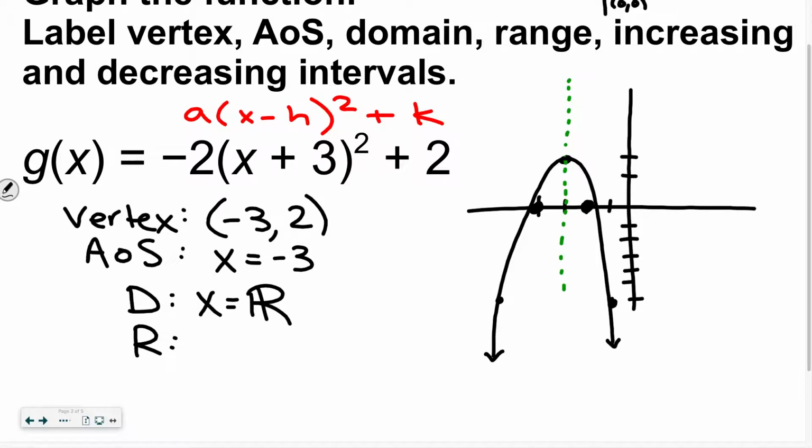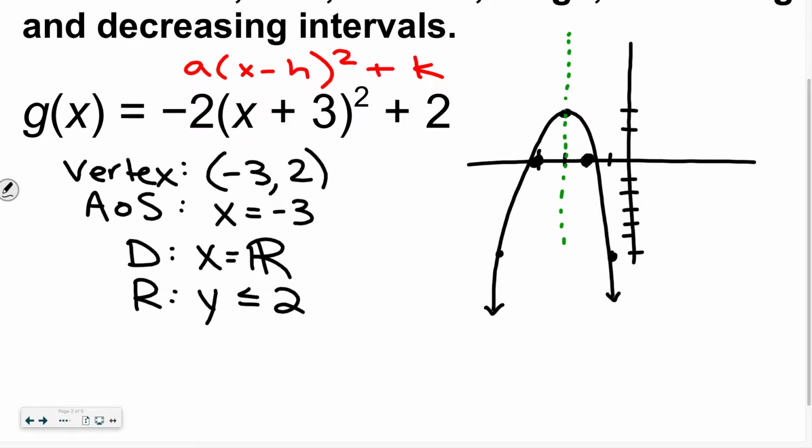Range is going to be restricted by your vertex, whether you have a max or min. In this case, our highest y value is the y coordinate of our vertex, which is 2, and everything below it. So we're going to say y's that are less than or equal to 2.